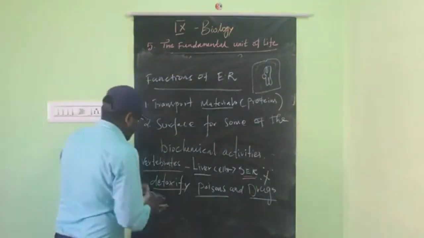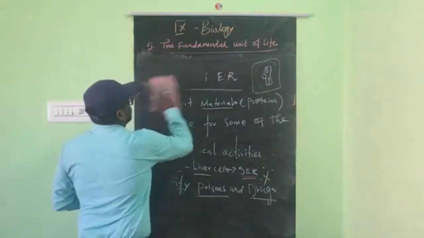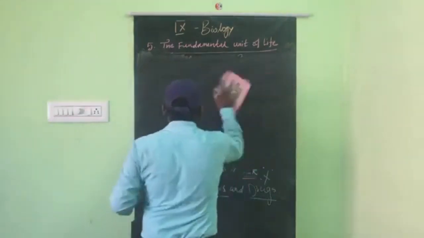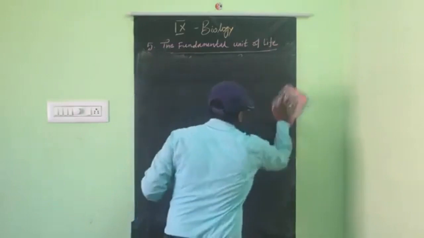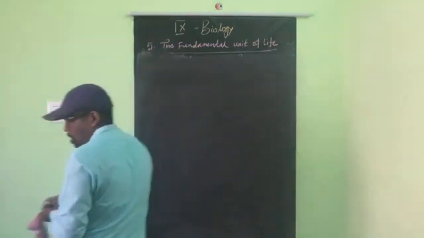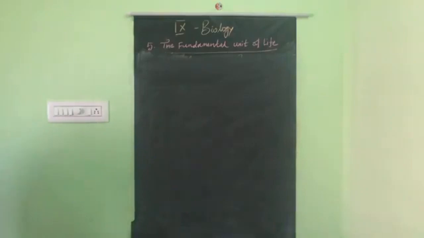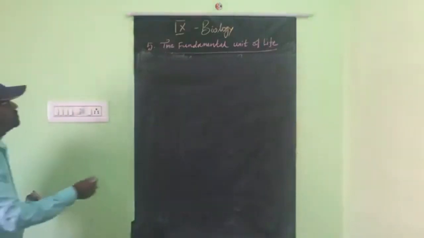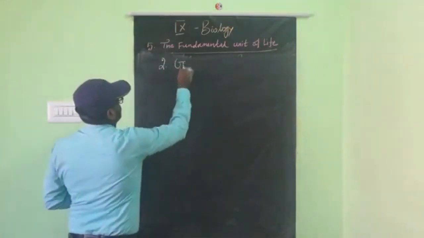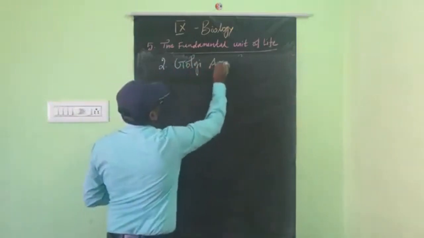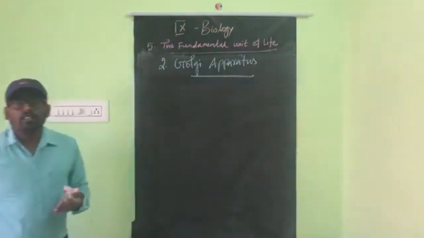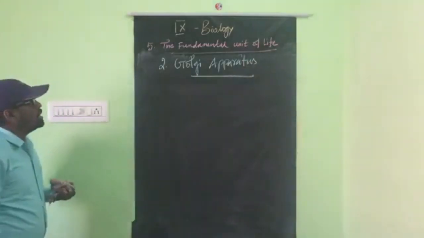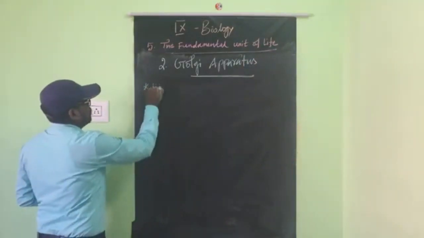So the next cell organelle is the Golgi apparatus. It is also called the Golgi complex.